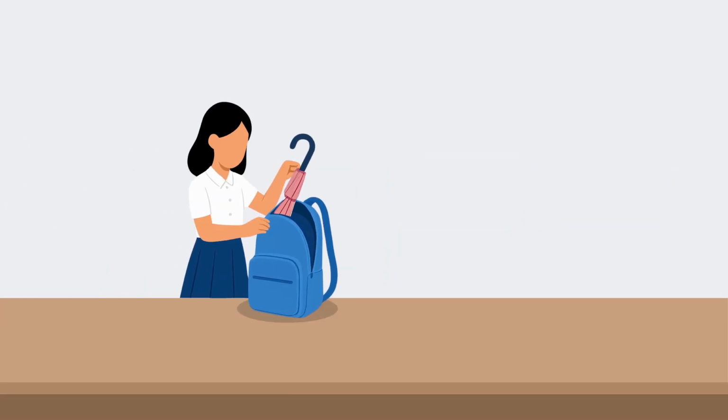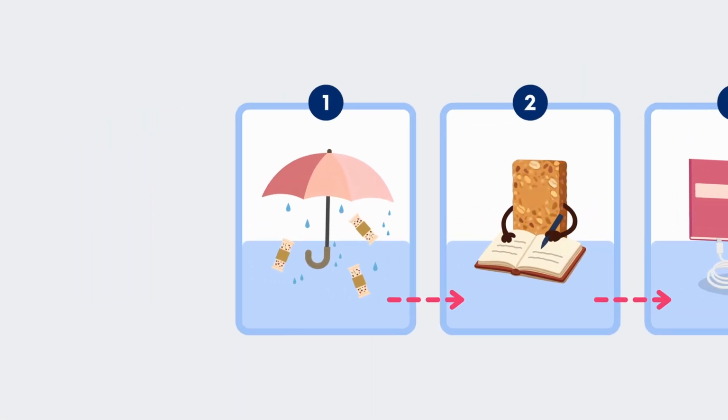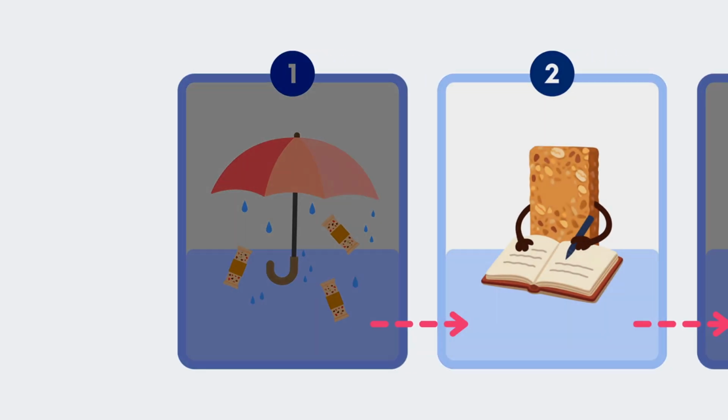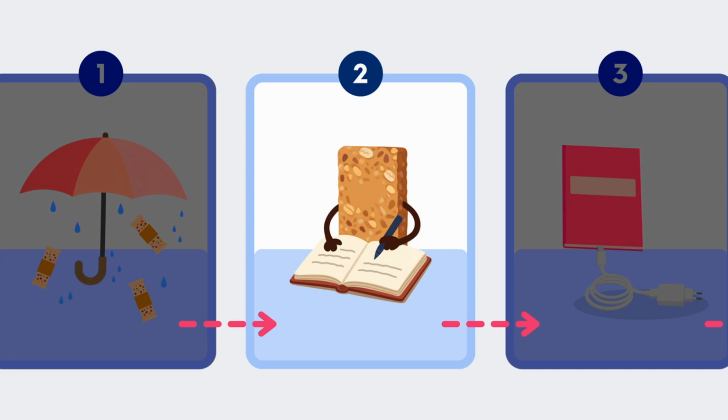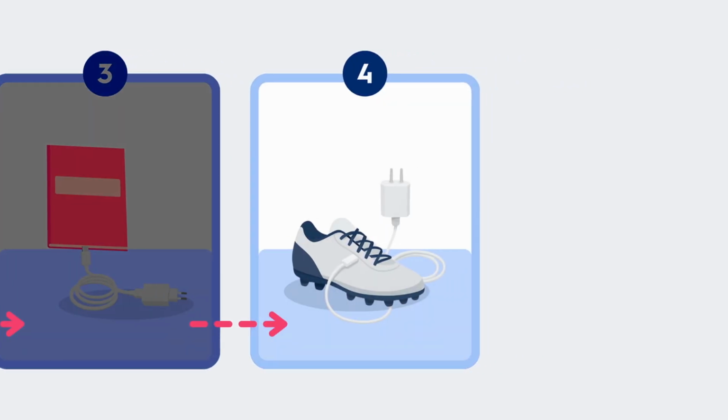Let us try it. You need to pack an umbrella, a granola bar, a notebook, a phone charger, and soccer cleats. Picture an umbrella opening indoors and raining granola bars. Then imagine a giant granola bar writing homework in a notebook. Next, the notebook plugs itself into a phone charger. Finally, the charger ties itself on soccer cleats.